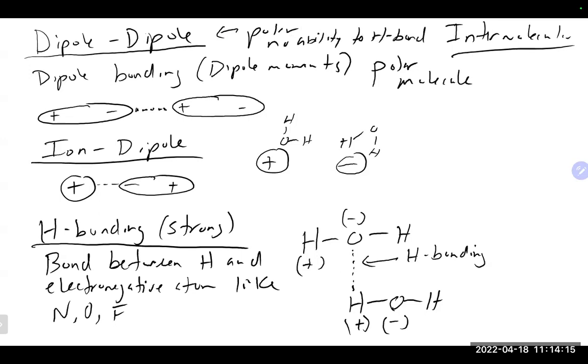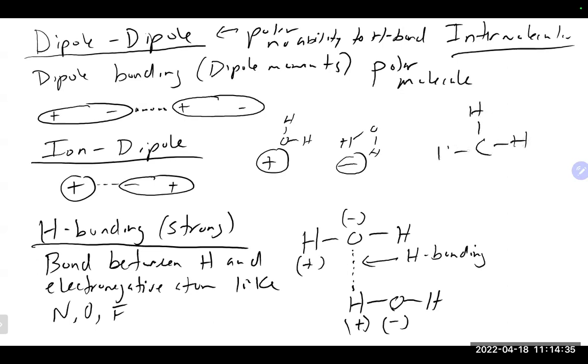If you have a polar molecule like water that has the ability to hydrogen bond, then hydrogen bonding is really the strongest, even though technically it is still dipole-dipole, but you would classify it as hydrogen bonding. Now, just because something has hydrogens, it does not mean it can hydrogen bond.